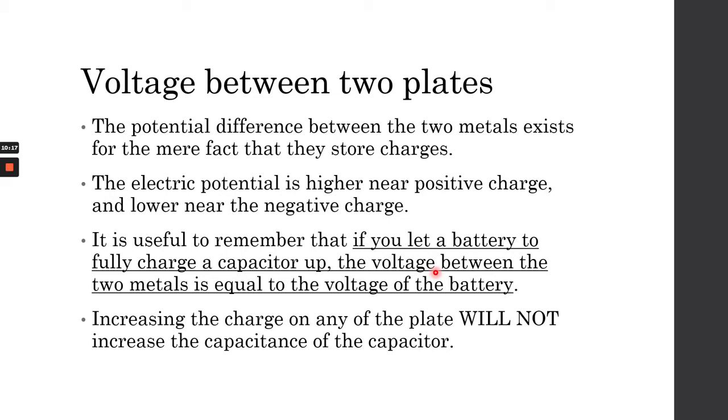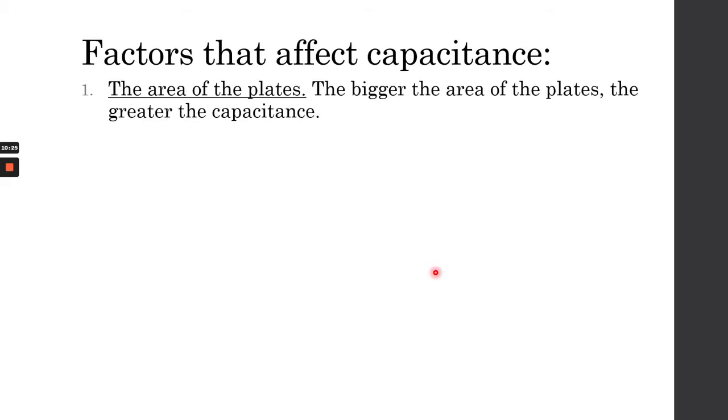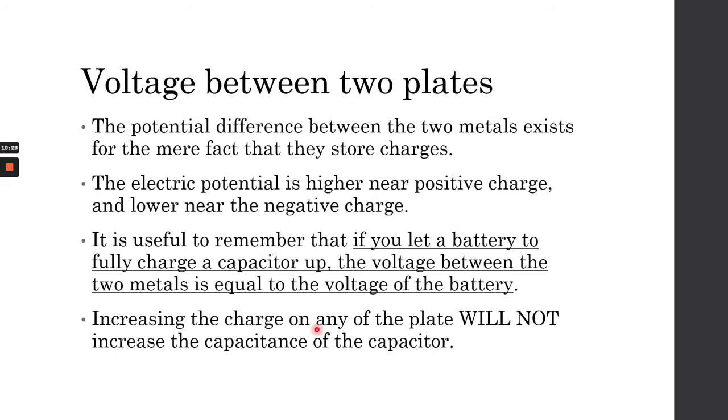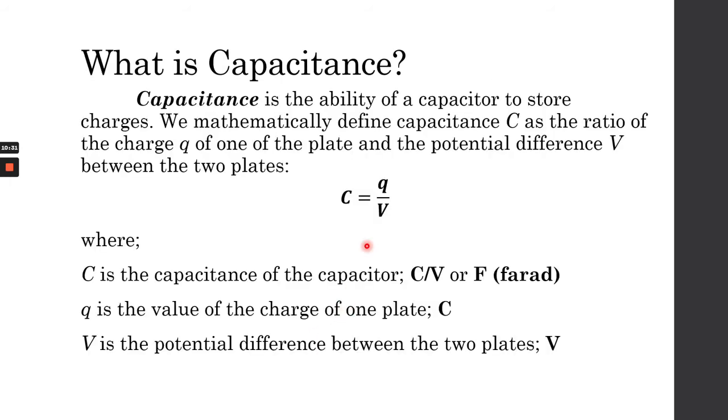And one thing that I want you to remember is increasing the charge of any of the plates will not increase the capacitance of the capacitor. Why is that? Let's go back to your equation. If I increase the charge or the value of the charge of one plate, the voltage will also increase. So as the charge increases, the voltage increases, so the ratio between the two remains the same. So the capacitance does not increase.